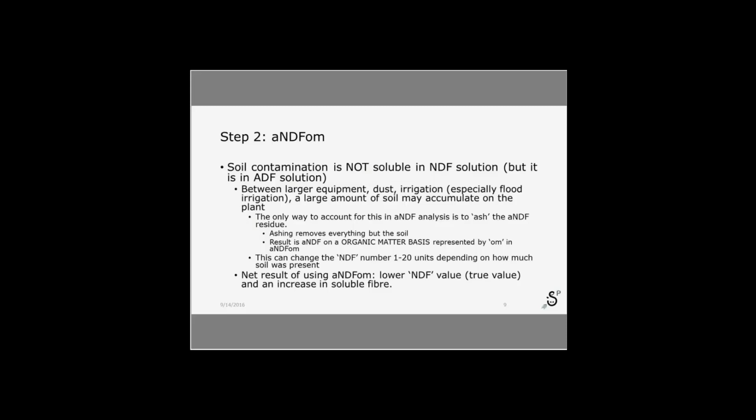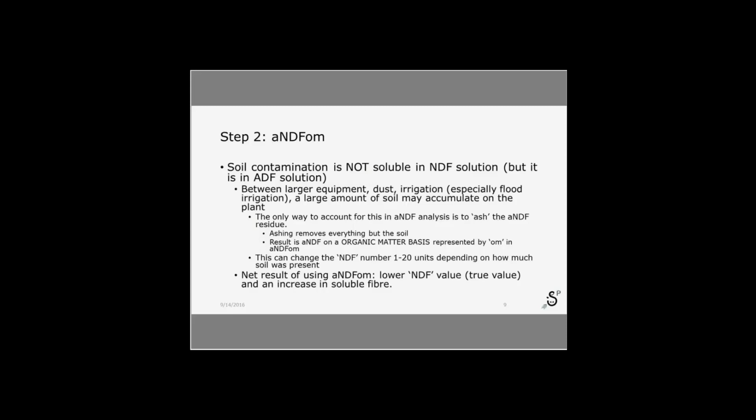So the only way to account for this is to do an ash on the aNDF residue. That removes everything but the soil. So we can do this correction to account for this ash contamination. What that does is it puts aNDF on an organic matter basis. So that's what the OM component is. This can change the result anywhere from 1 to 20 units of aNDF based on how much soil was in the sample. The result of this is it puts any of that difference into soluble fiber.